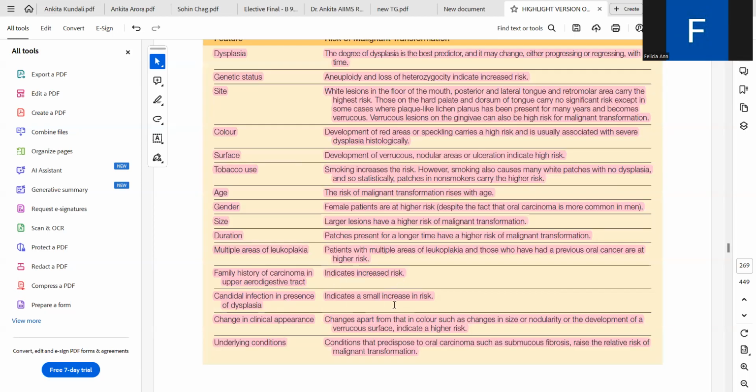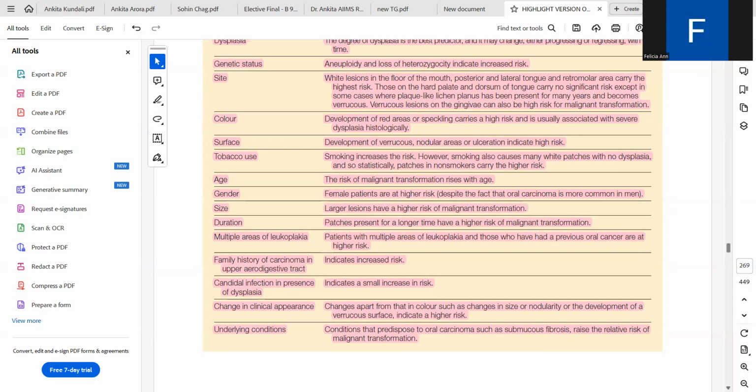Candida infection also indicates an increase in risk. Then we have underlying conditions. Conditions that predispose to oral carcinoma, such as OSMF, raise the relative risk of malignant transformation. So if in addition to a precancerous lesion we get to see a precancerous condition, which is submucous fibrosis, the risk becomes higher.